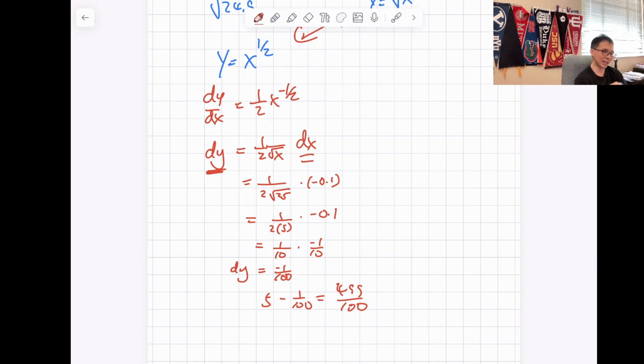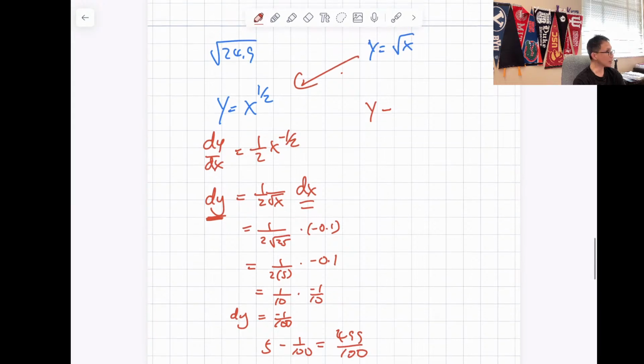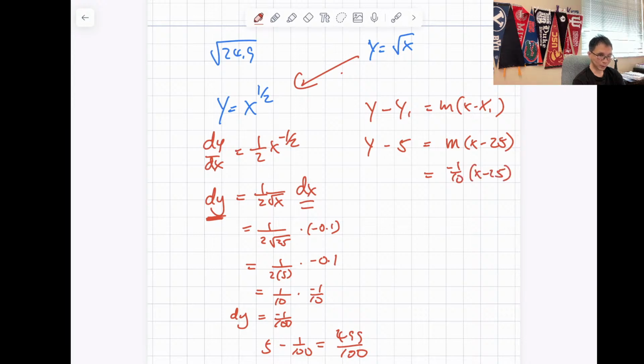So can you use the equation of the tangent line to get the same thing? Exactly the same thing, because it's going to be what? y minus what is the output here? y minus y1 equals m times x minus x1. Think about the same thing. So y minus what? This is going to be 5, right? Equals m times x minus what? 25, right? And m is what? 1 over 2 root 25, which is 1 over 10, right?